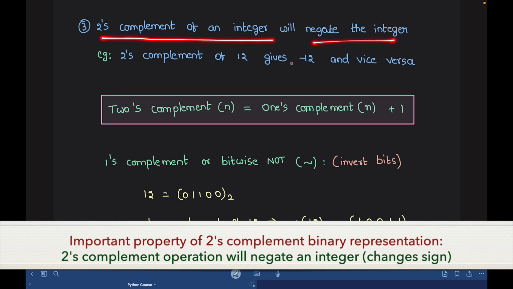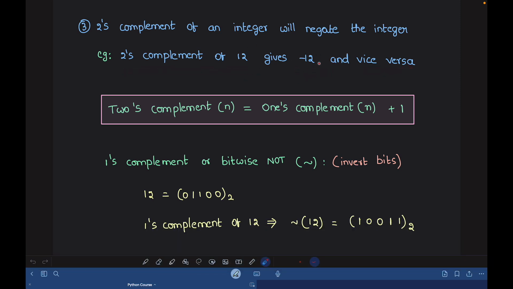For example, 2's complement of 12 gives minus 12 and vice versa, which means 2's complement of minus 12 will give you 12. So how to find this 2's complement? 2's complement of a number n is 1's complement of the number plus 1. And this 1's complement is nothing but the first bitwise operator, which is bitwise not. Bitwise not or 1's complement is very simple. It's just inversion of bits.